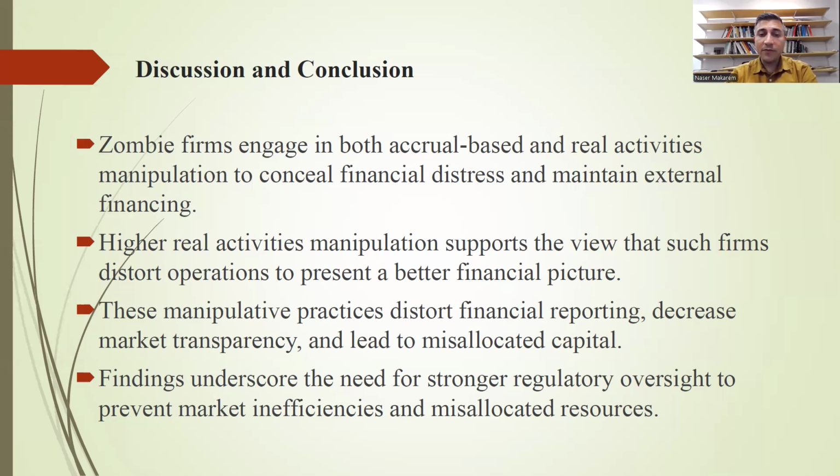So what is the implication of our study? Our results indicate that zombie firms actually resort to value destroying measures like real activities manipulation, and also activities that reduce the transparency in the market, like accruals management. So that means that we need a stronger regulatory oversight to actually prevent these activities, and also as a result, we will have less inefficiency and less misallocated resources in the market.